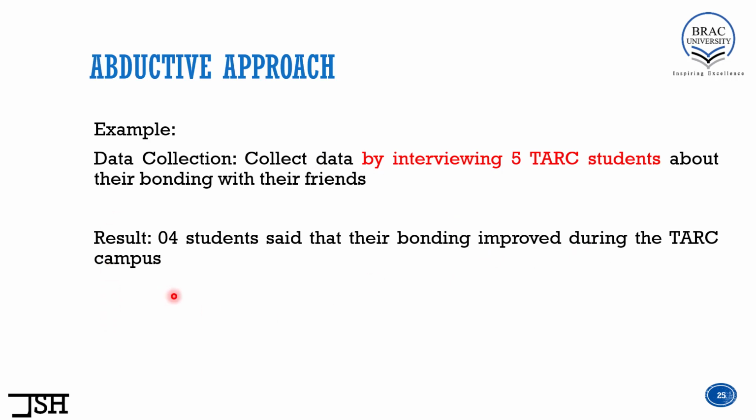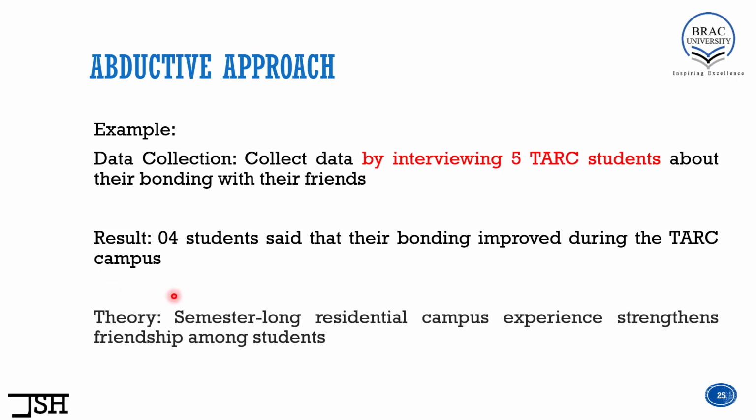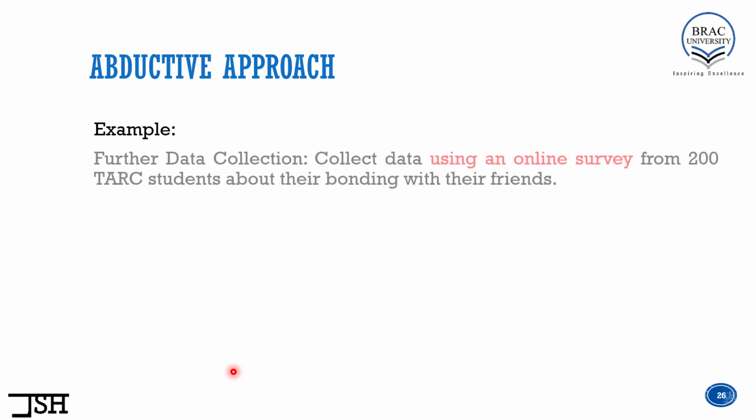Now based on this result, I propose an initial theory. What is the initial theory? Semester-long residential campus experience strengthens friendship among students. So this is the initial theory that I'm proposing. It does not end here because this is only the initial theory. Now I want to test this initial theory even further. How? By collecting further data.